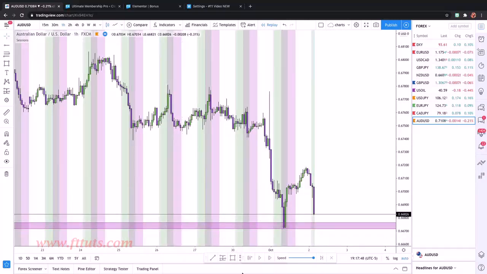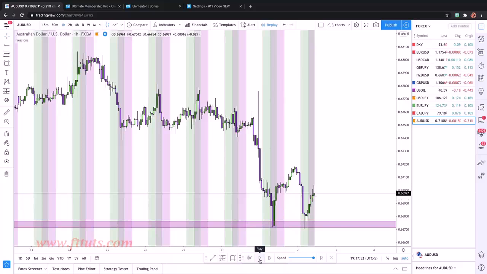Let's just see if it touches support. Okay, so it did. It made a rejection here and then a rejection here. So a pin bar rejection. If you weren't ready for that entry, you could take it in this area because it's having a pin bar rejection showing you that it's about to reverse.